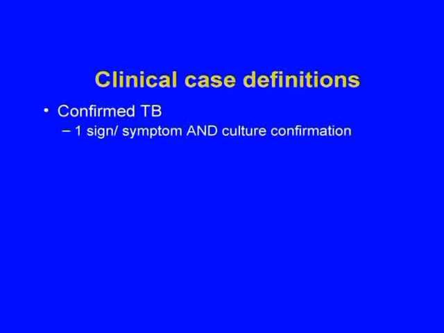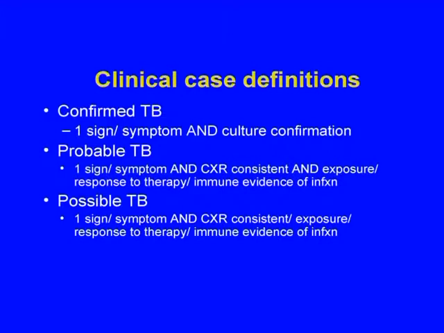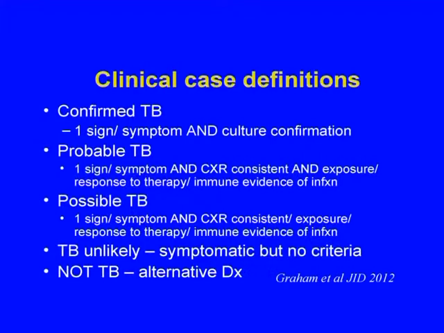And this is the clinical case definitions they came up with. You could have confirmed TB if you have culture confirmation and a sign or symptom, probable TB if you have a sign or symptom and a chest X-ray that's consistent, and exposure or response to therapy or positive PPD. Possible TB if you have just a sign or symptom and a chest X-ray, and then they've got a fourth category of TB unlikely and not TB if it's an alternative diagnosis.